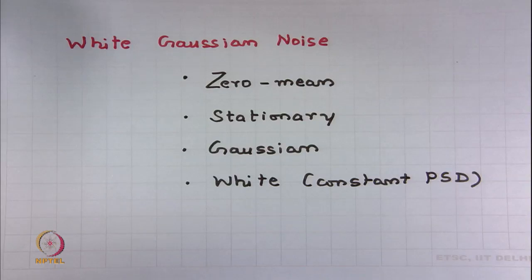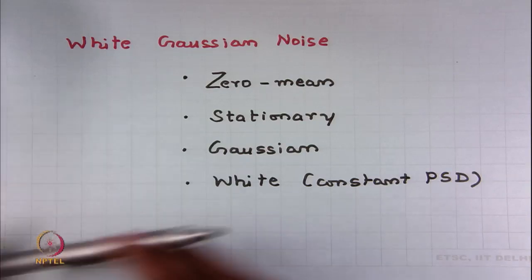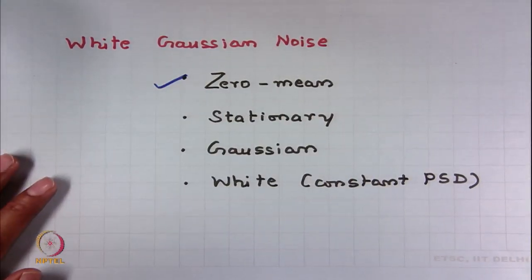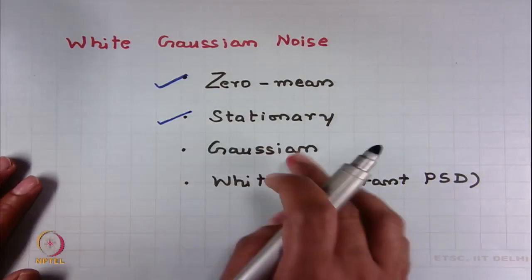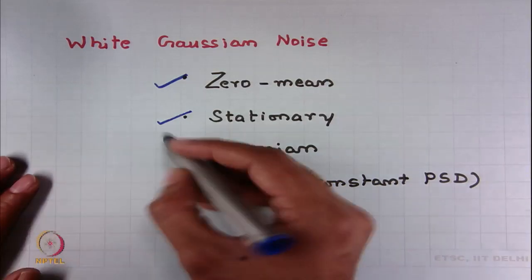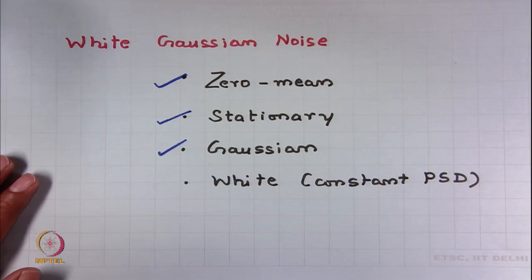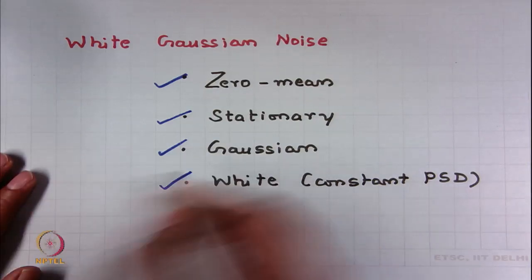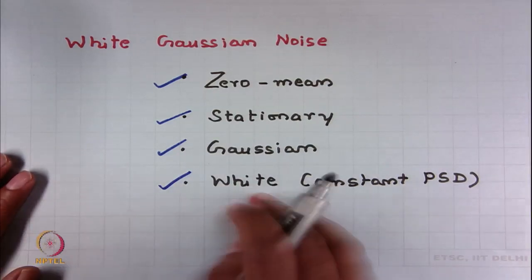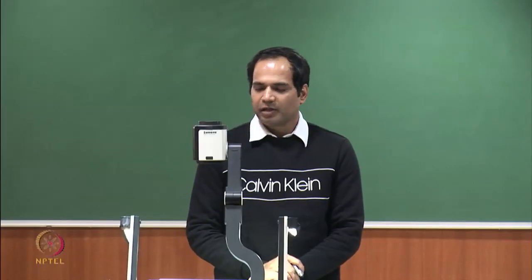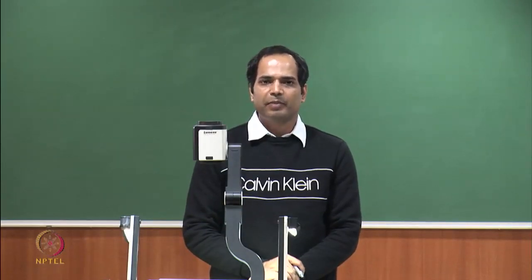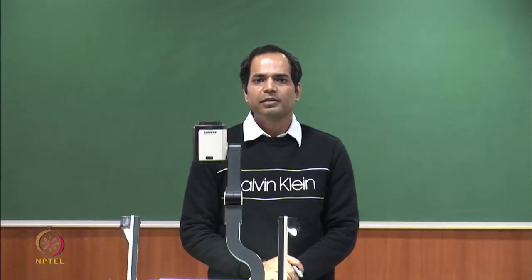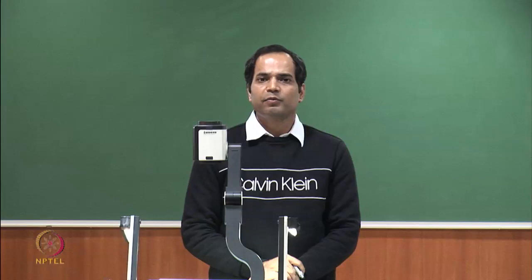So far, while discussing noise, we have said that a practical noise process should be a zero mean noise process. We have said that it should be a stationary random process. We have seen that it should be a Gaussian random process. Now, what we are saying more is that the practical random process must also be a white random process. By white random process, I mean that it has a constant power spectral density. So, if a random process has a constant power spectral density, it is referred to as a white random process.